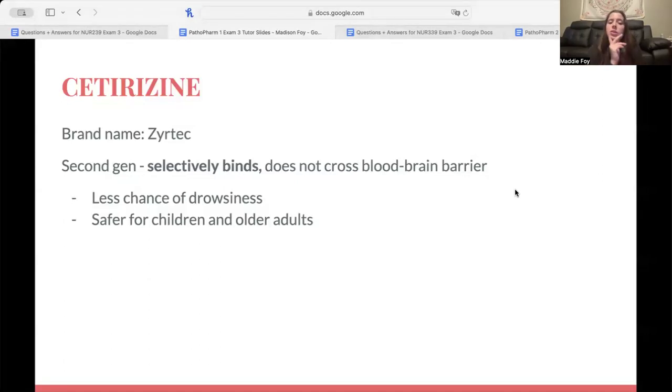But the primary reason that it's safer for older adults is that it doesn't increase their fall risk. Diphenhydramine or Benadryl, because it has that sedative effect, will create an increased fall risk for your older adult patients, but cetirizine without a sedative effect won't do that. So that's why it's safer for older adults.